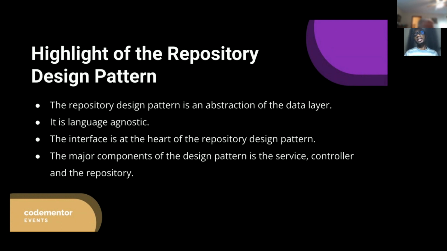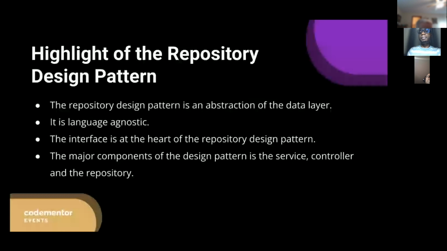And the heart of the repository design pattern is the interface. The interface is the game changer. For the model view controller, which is the MVC pattern, the major players are the classes. The controllers are just classes that have been supercharged, so they extend the base controller. But for a repository design pattern, you have an interface where the class implements the interface. So the interface is at the heart of the repository design pattern. It is the center of it.